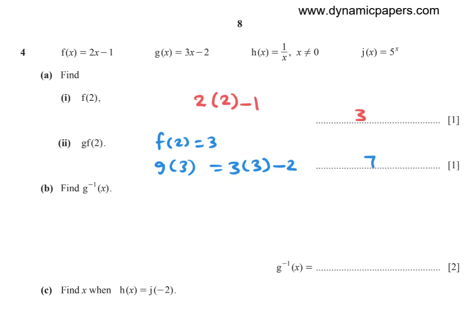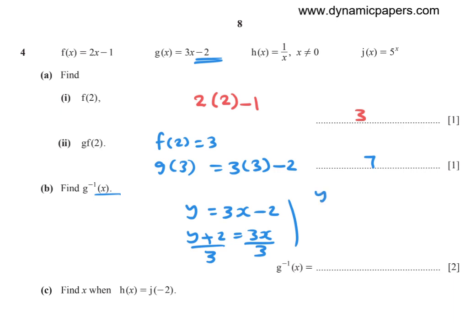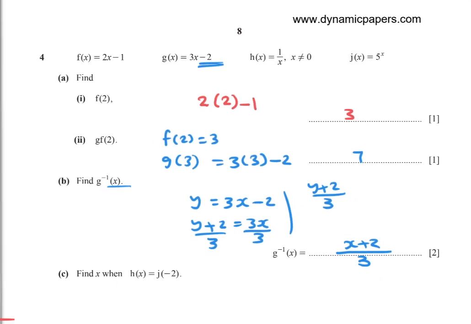Now I need the inverse for g. You can find it mentally, or you can write g(x) is y, so y equals 3x minus 2. Now make x the subject, so transpose 2 to the other side, y plus 2 equal 3x, then divide by 3. So the inverse, y plus 2 over 3. Now switch, write in terms of x, so x plus 2 over 3.